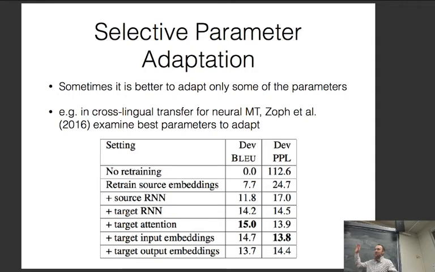Has anyone succeeded with L2 before? Has anyone succeeded with dropout? So that's a pretty good vote of confidence for dropout.